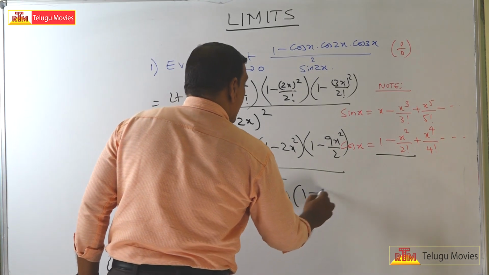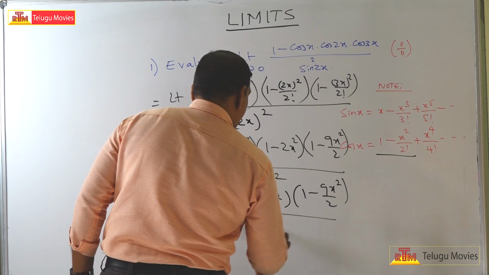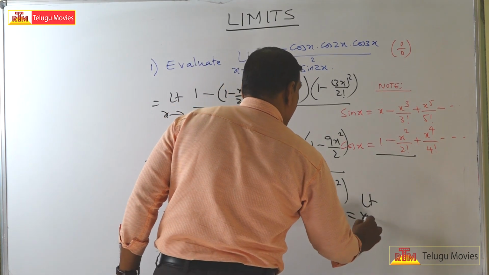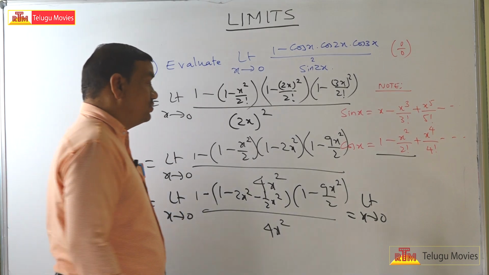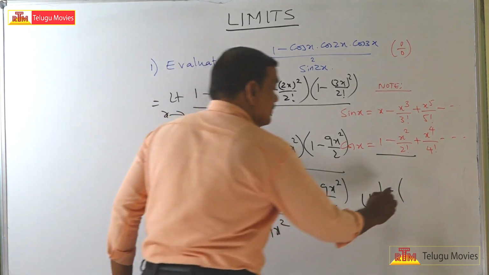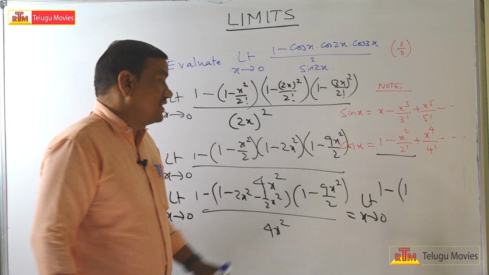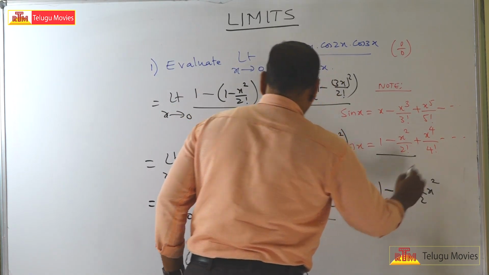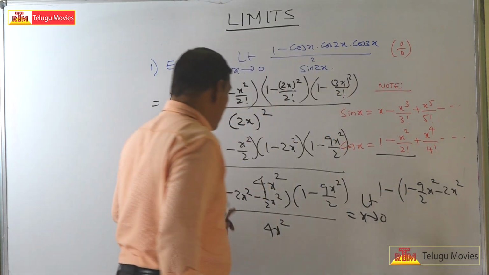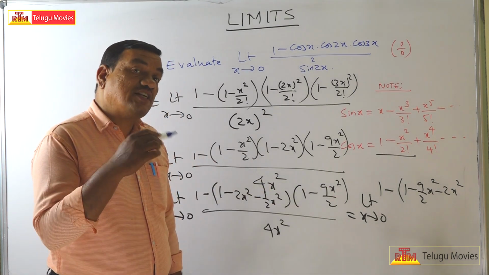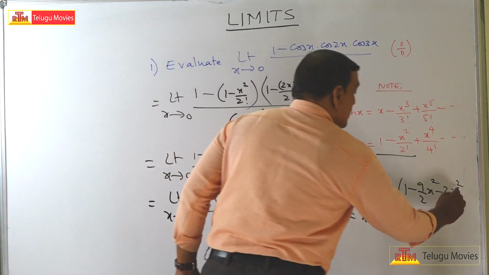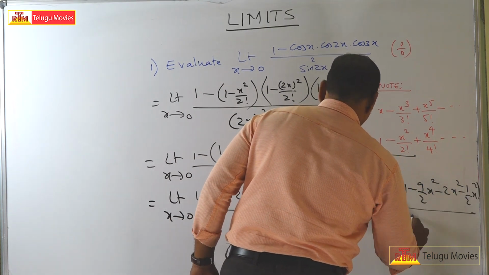So, into 1 minus 9x square by 2, upon 4 minus x square. Now this is equal to limit x tends to 0, 1 minus. Now you multiply 1 into 1, 1. 1 into minus 9 by 2 x square, minus 9 by 2 x square. Minus 2 x square into 1, minus 2 x square. Minus into minus plus, x square into x square, x power 4, you just avoid it. Minus 1 by 2 x square into 1, just minus 1 by 2 x square, whole divided by 4x square.